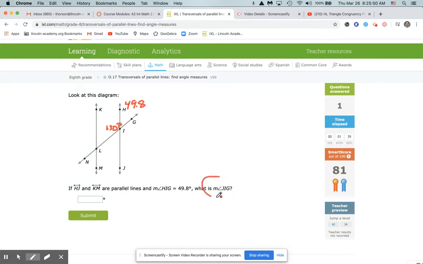So now when they ask me for JIG, I find JIG, which happens to be supplementary, but it could have been this angle over here, or this angle. No matter which one they ask for, you can figure out what it is, because you can just use those two angles and work your way through. So obviously, if it's JIG, it's supplementary to the 49.8, so it is the 130.2.